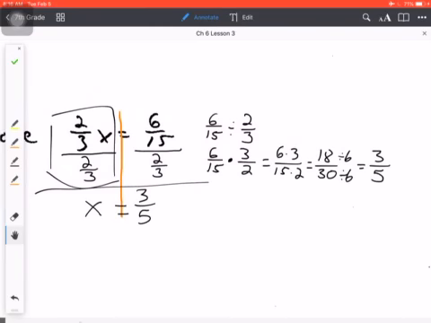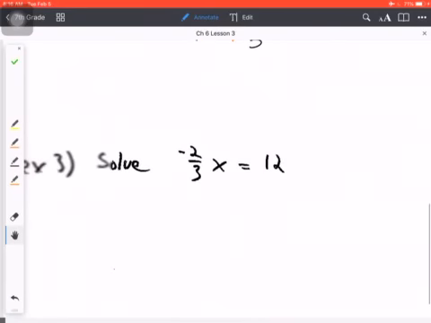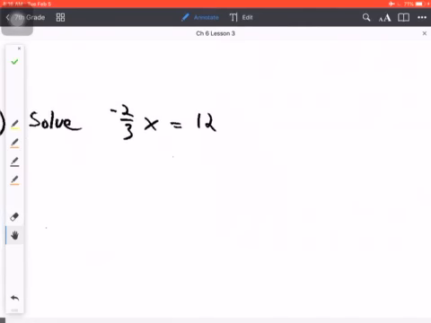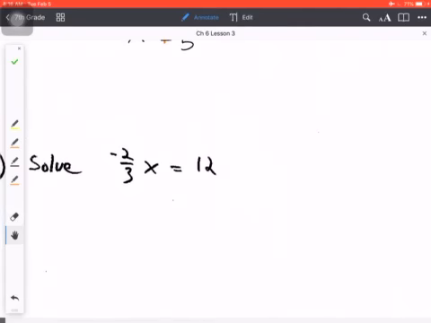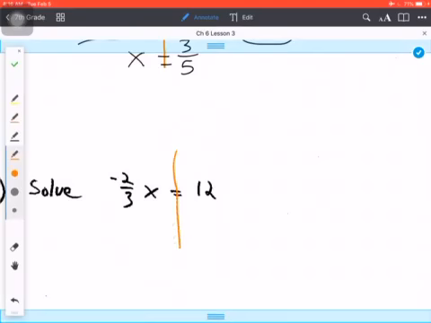There's a quicker way, and that quicker way means that we get to this step here first. So let me show you that with example 3 here. We have the same problem essentially, the only difference is instead of 2/3 it's negative 2/3, and instead of 6/15 we now have 12. But same exact process, draw a line through the middle.